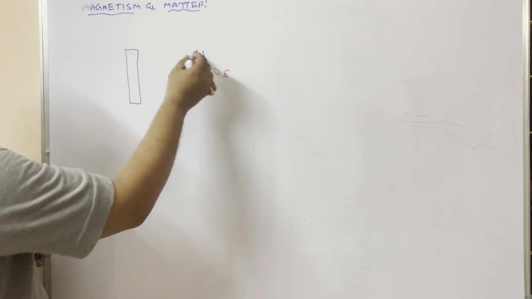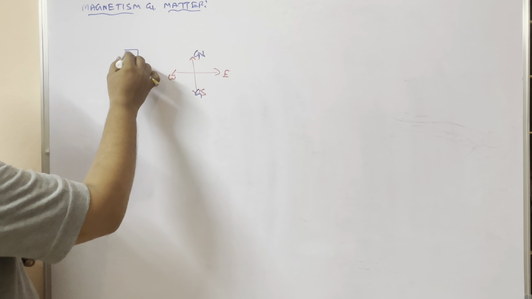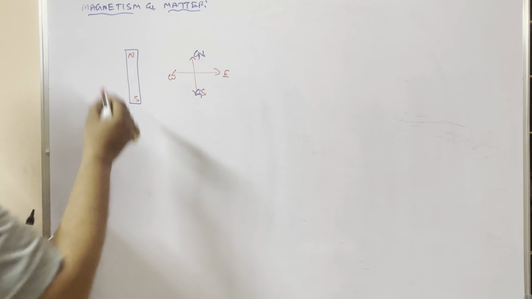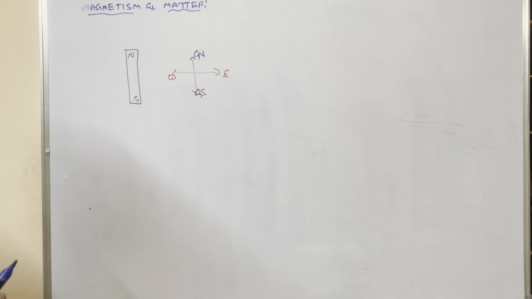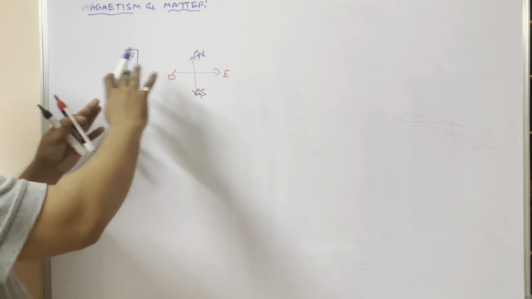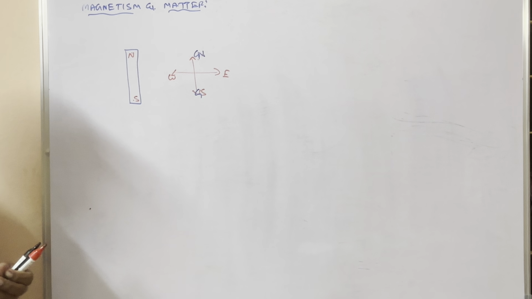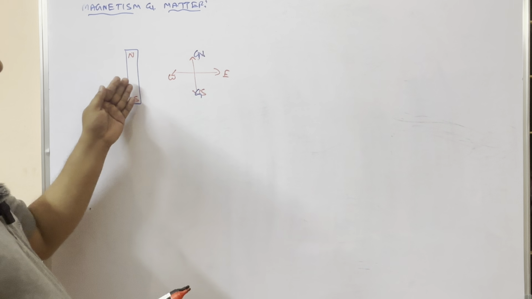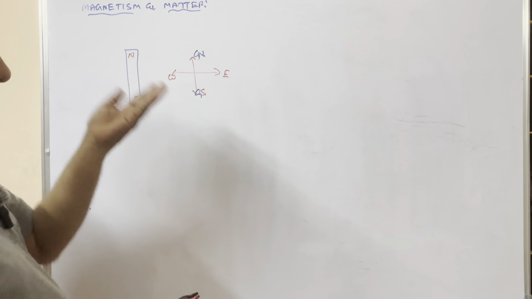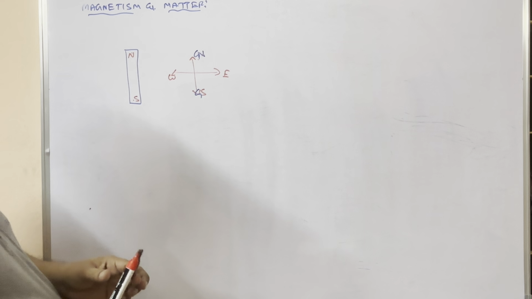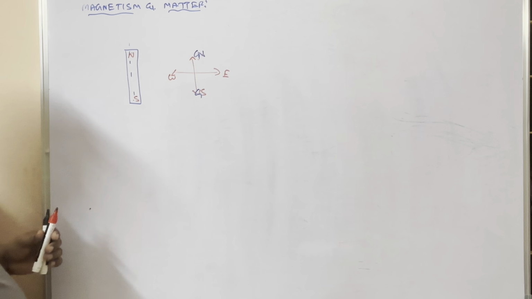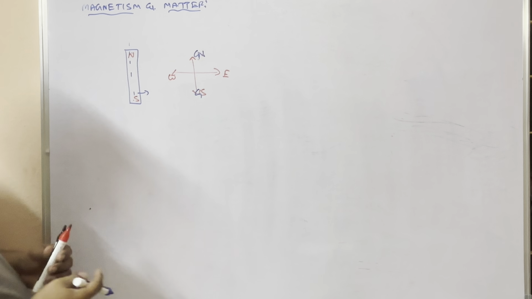The end which is showing towards geographical north is called the north pole. The end which is showing geographical south is called the south pole. Wherever you suspend it, you will always get the magnet in the direction of north and south. We use a compass needle to know the directions. In the compass needle also, one small magnet is present, so it always comes in the direction of north and south. This is called the directional property.